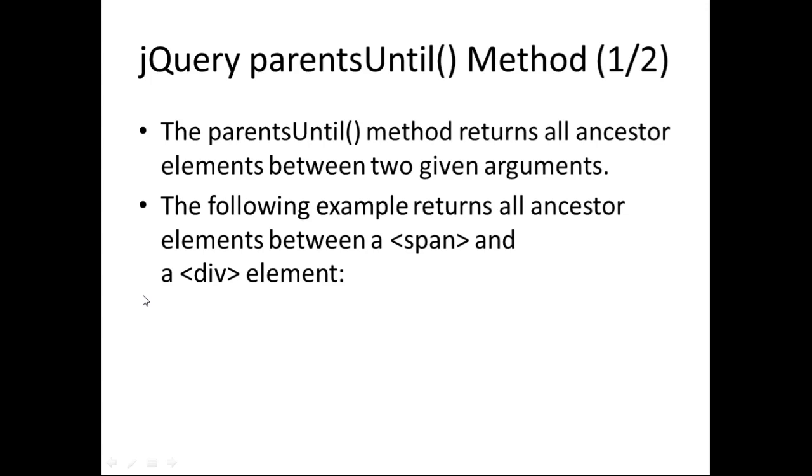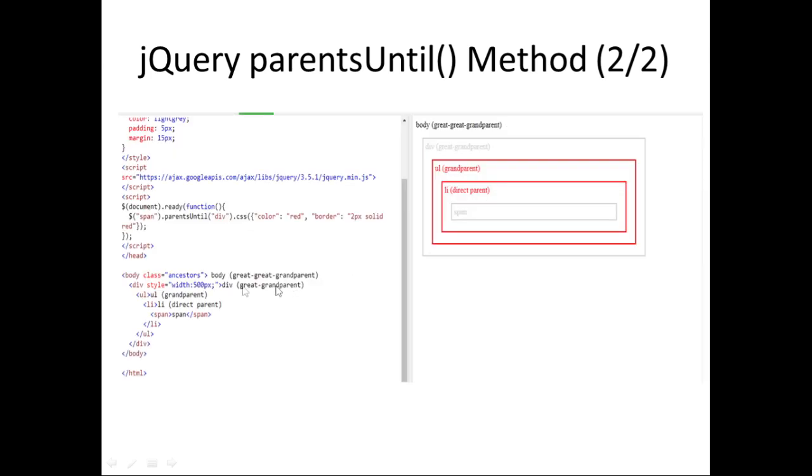Now we also have the jQuery parentsUntil method. So the parentsUntil method returns all ancestor elements between two given arguments. So the following example returns all ancestor elements between span and a. So it's a range. So let's take a look at the example.